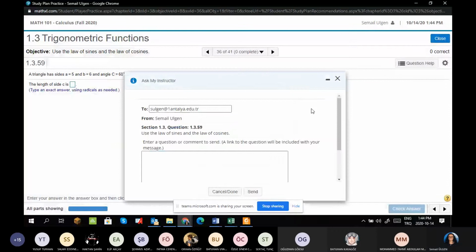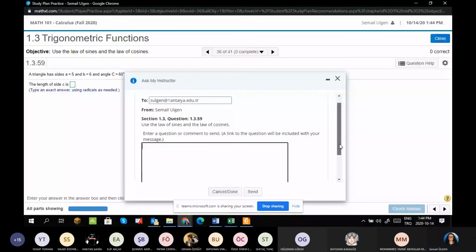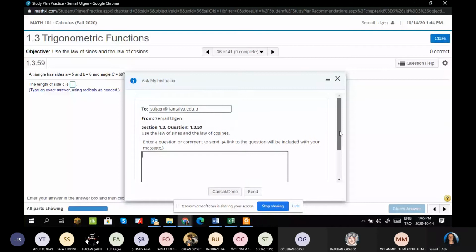Let's check it out. Okay, let's say you tried a question and you couldn't do it because there was no question help, and so you email me saying, teacher, I tried this and I came until this point, but I couldn't do the rest. And then I'm going to receive an email from you. All right. You can email me the question.